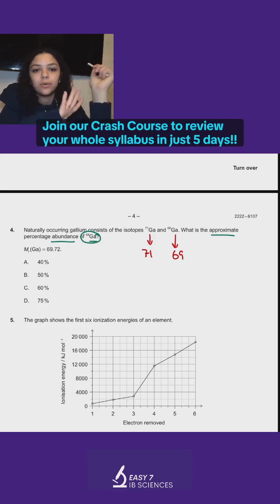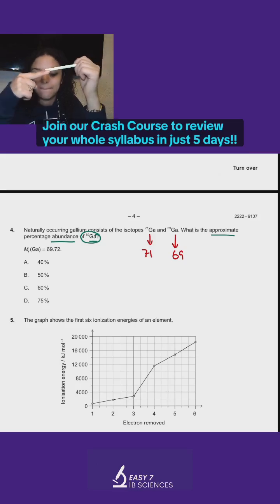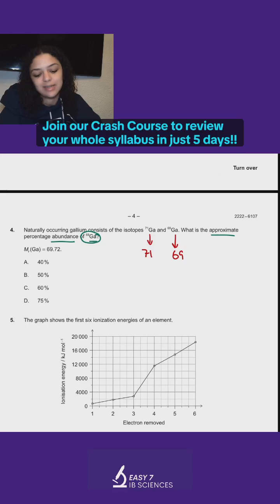So we talked about this on day 1 of the chemistry crash course. There's 2 ways they can ask you to do isotope questions. There's one way, which is much easier, and then there's this one, which is a tiny bit harder, but what's nice is that it's so repetitive.